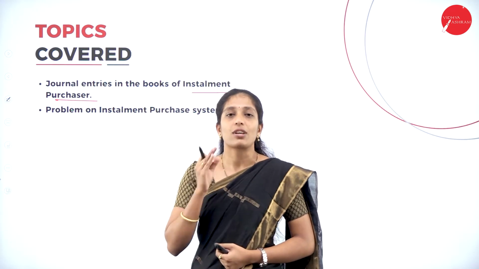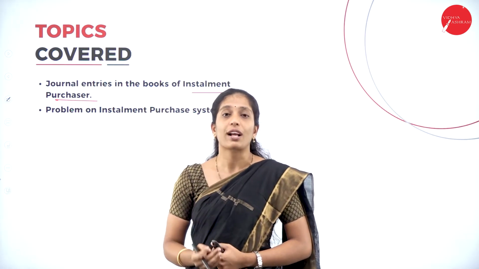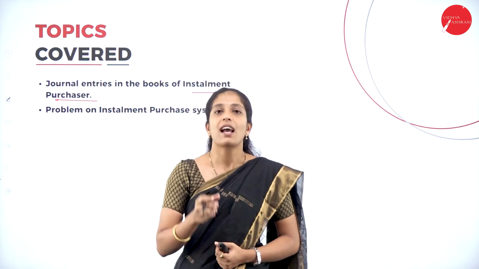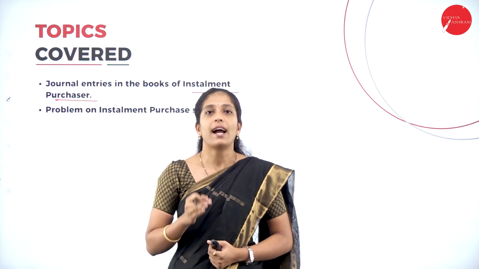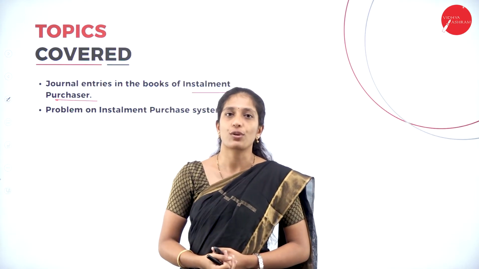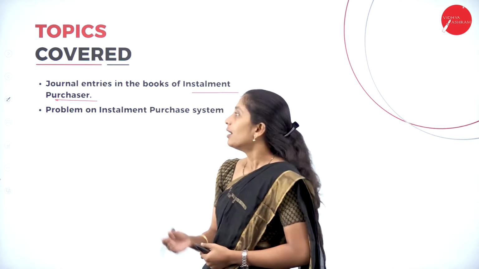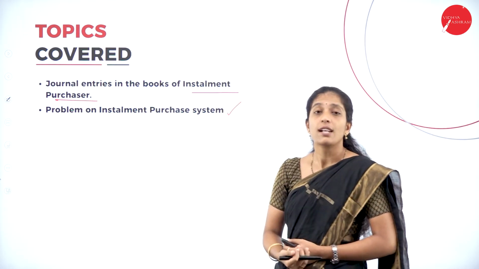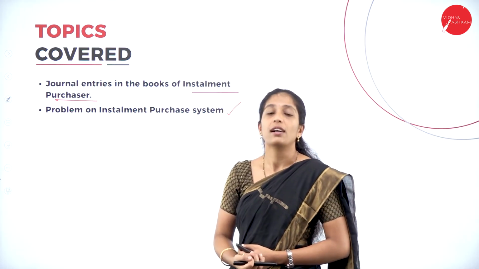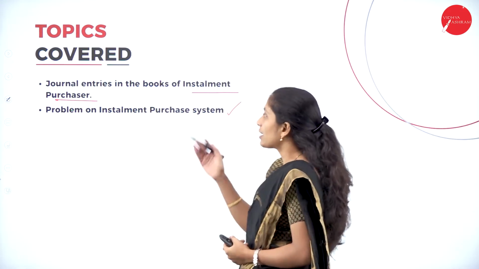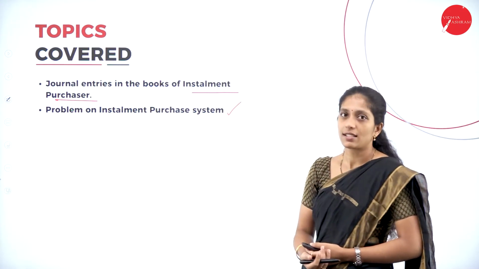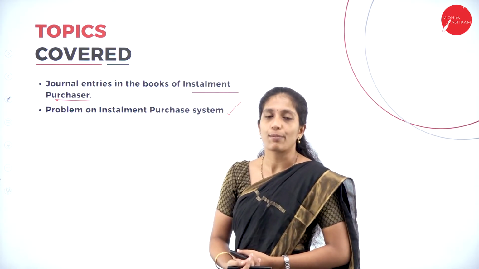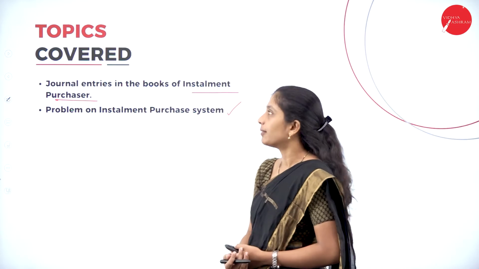Next, in all the years you are going to record only 4 entries, that is for interest due, installment paid, depreciation charge, and transfer of interest and depreciation to profit and loss account. And in our previous session, we had solved a problem relating to journal entries in the books of installment purchaser, a problem on installment purchase system, where we have learned how we are going to record journal entries in the books of installment purchaser.